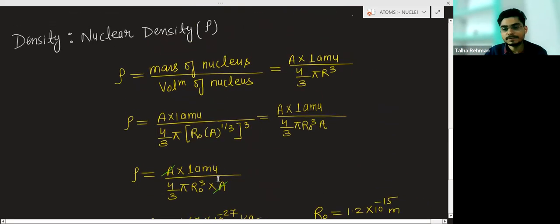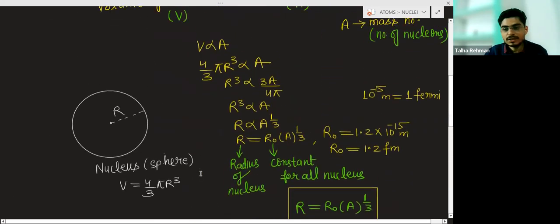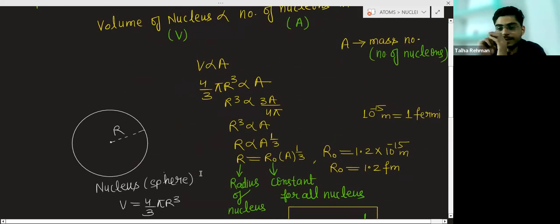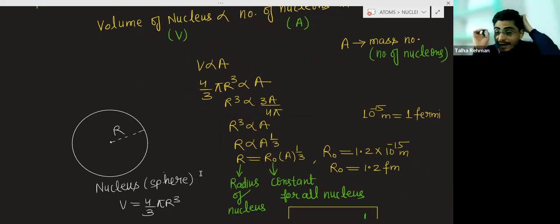That is why, in a small space, as compared to the atom, the size of the nucleus is very small, and in that smaller volume the whole mass of the atom is concentrated. That is why the density of nucleus is very large.